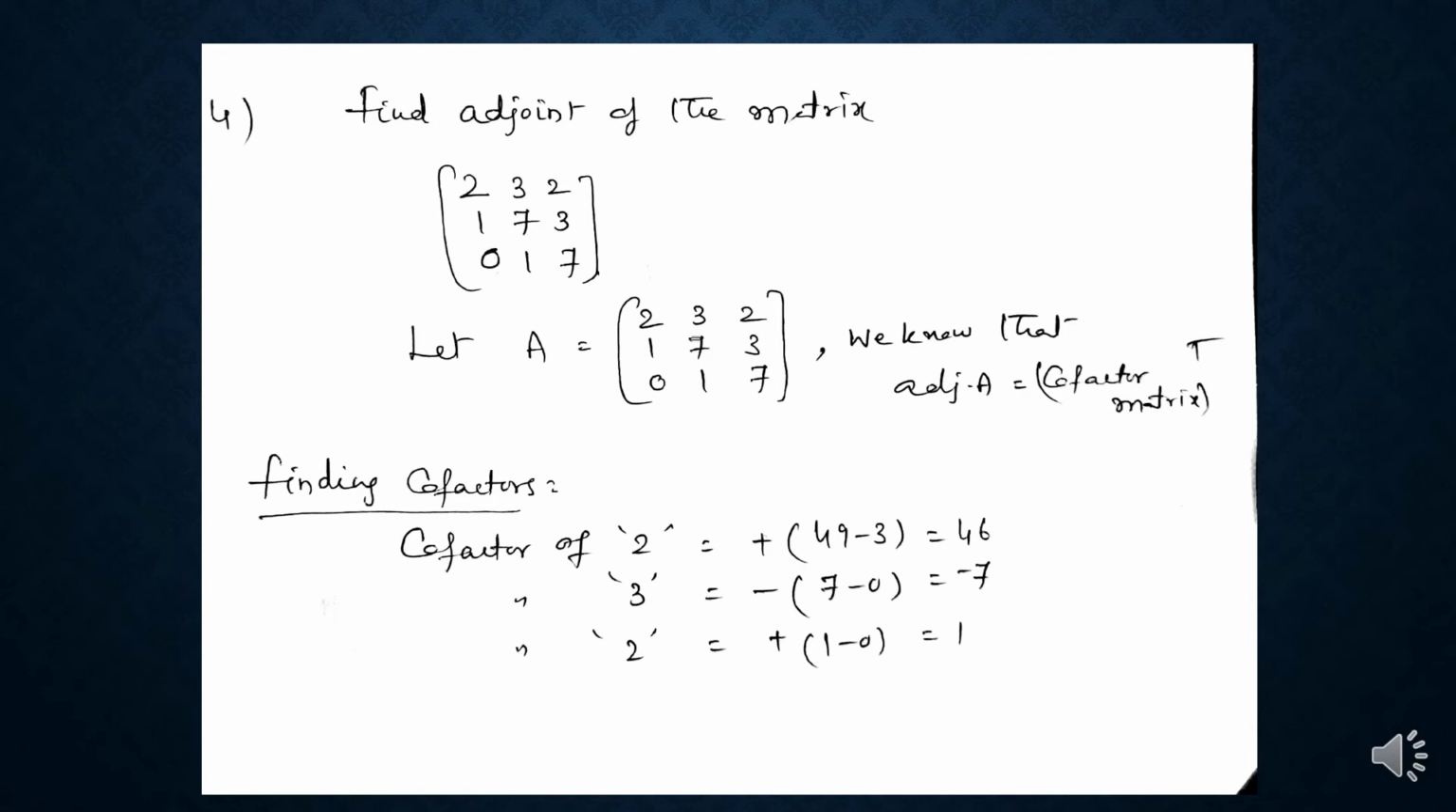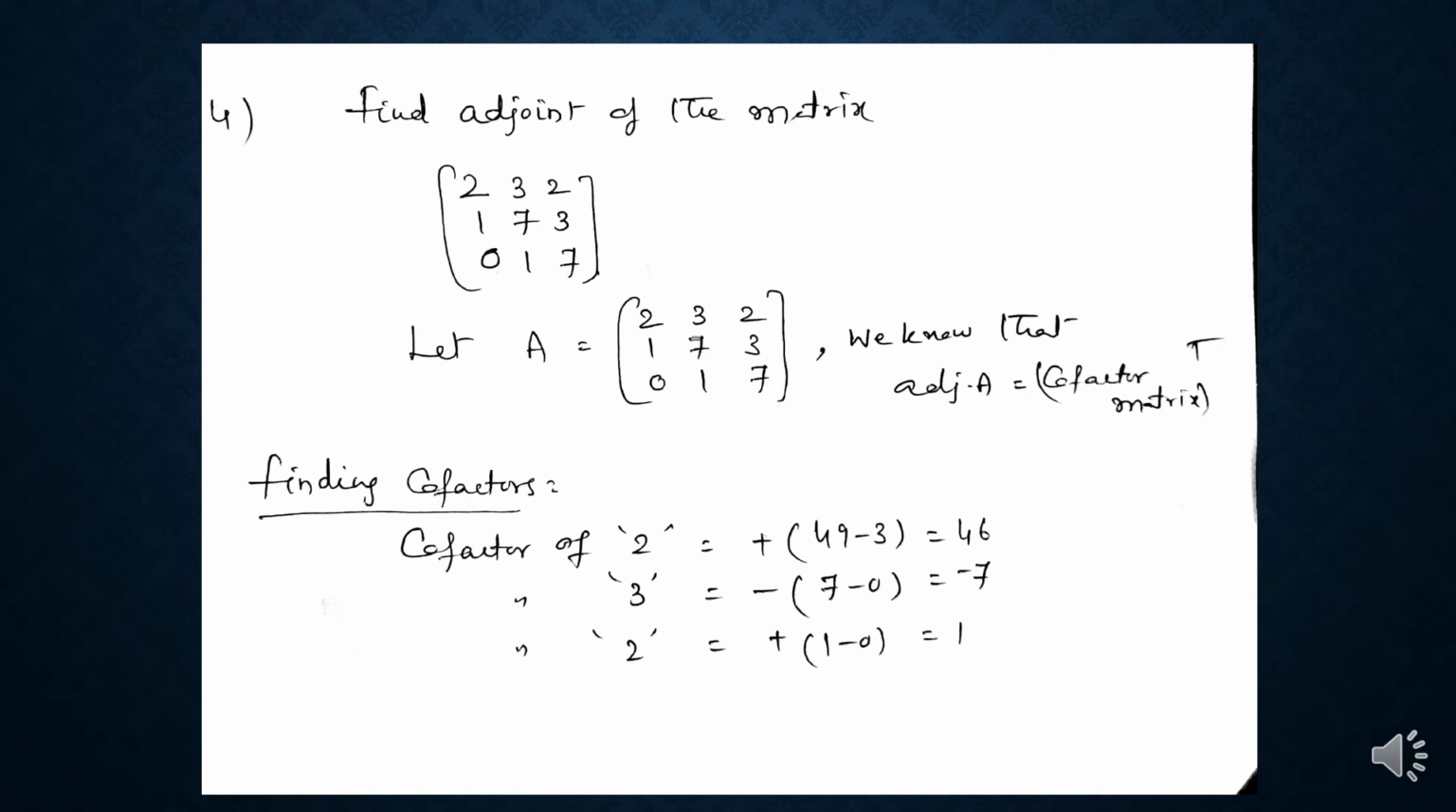Cofactor of 3 is equal to minus of, by deleting this column and row we will get 1 3 0 7. That is minus of 7 minus 0, which is minus 7. Now coming to the third element, cofactor of 2 is equal to plus into, by deleting this column and row we will get 1 7 0 1.